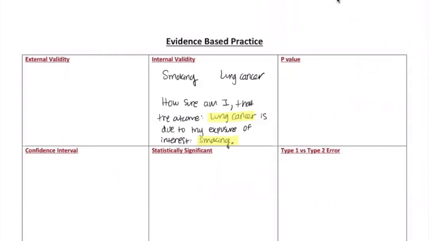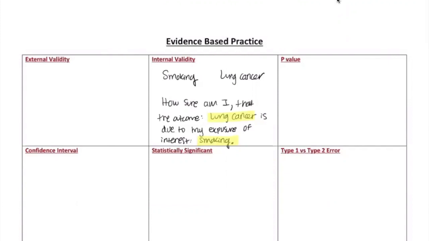In order to understand internal validity, I want to go through the example shown here. So let's say that we didn't know that smoking caused lung cancer. And I came across a study, and it was a cohort longitudinal study assessing whether or not smoking increases the risk of lung cancer. So let's say I'm reading through this study, and I'm trying to determine whether or not this study has internal validity.